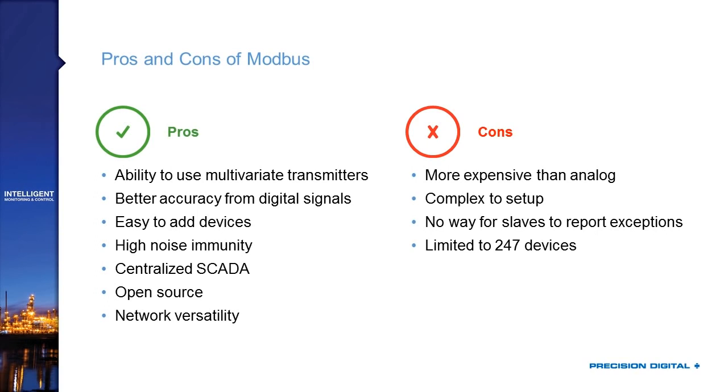The cons of Modbus? Well, it tends to be more expensive than analog. You've got to get devices that are capable of speaking Modbus, being Modbus masters. Usually those run higher prices than your standard 4 to 20 milliamp style of equipment, at least if you're only doing a couple of loops.